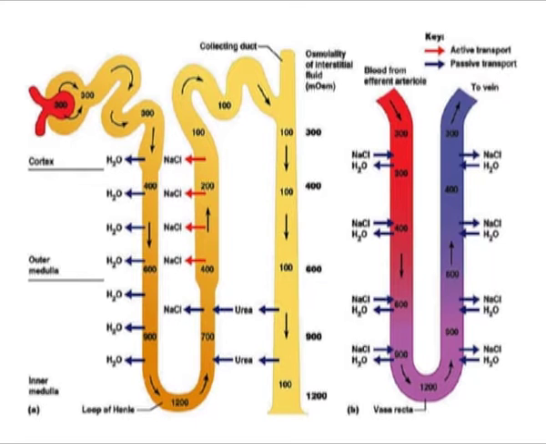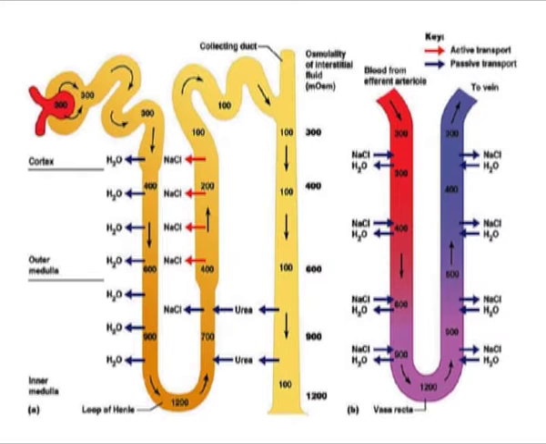Fluid passing from the loop of Henle to the distal tubule is less concentrated than that entering the loop, but because of high osmotic pressure in the medulla, water diffuses out of the collecting ducts, producing concentrated urine. This helps in conservation of water.